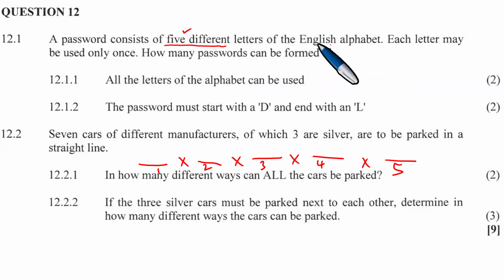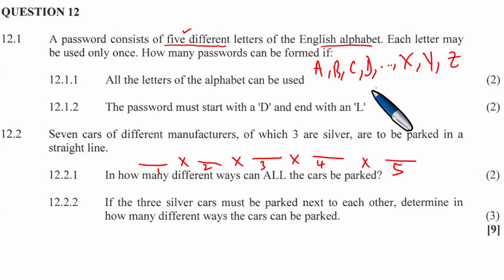Now, because you are dealing with the English alphabet, how many letters are there in the English alphabet? A, B, C, D, X, Y, Z. How many letters are there? There are 26 letters altogether. A, B, C, D, E, F, G, up to Z. So if the password consists of 5 different letters of the English alphabet, then you have 5 letters you're going to put. The letter to be put here is to be chosen from the 26 letters, from A, B, C, up to Z. And so there are 26 choices for that.